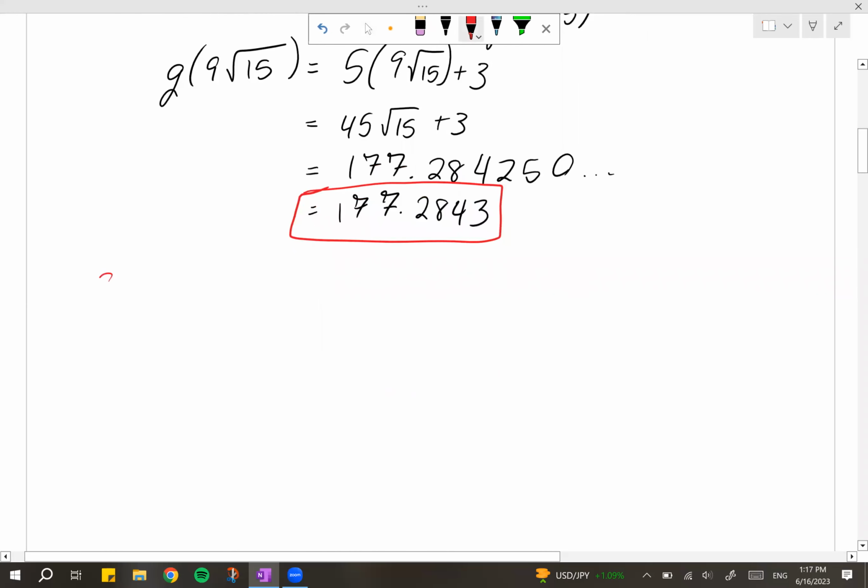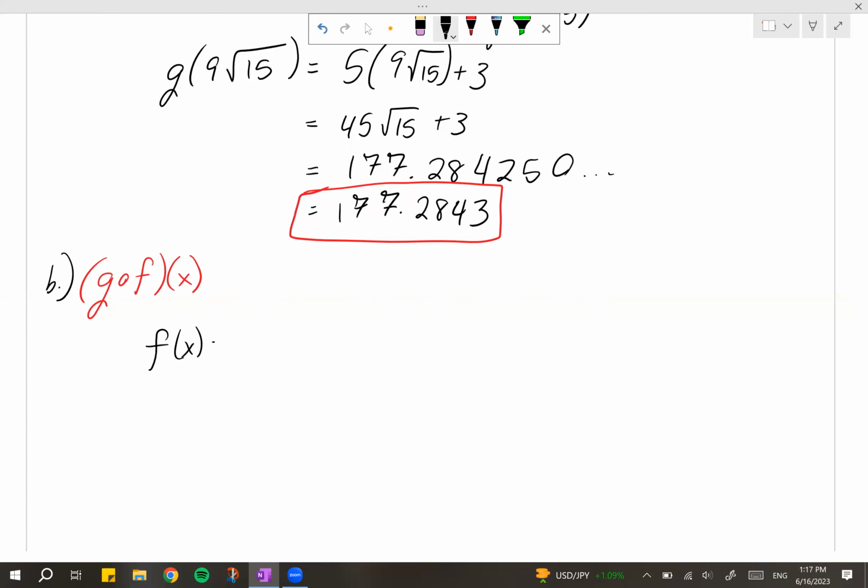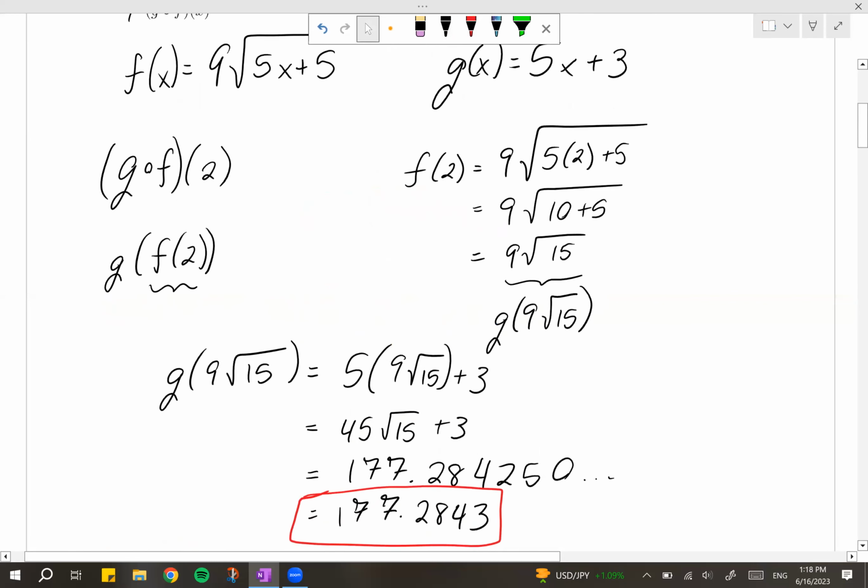Alrighty. Then we need to find g of f of x. This is part 2, or part B, whatever you want to call it. We had f of x equal to 9 times the square root of 5x plus 5, and g of x is equal to 5x plus 3. Make sure that's correct. Yes.